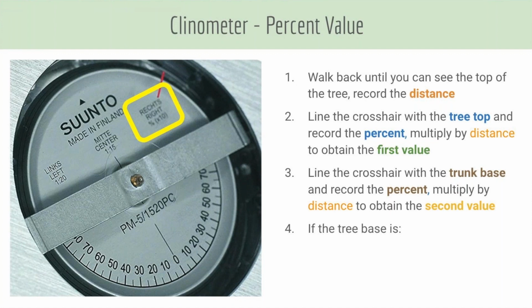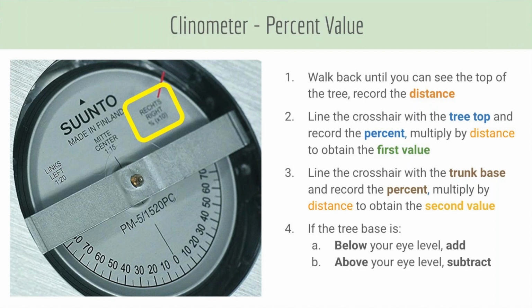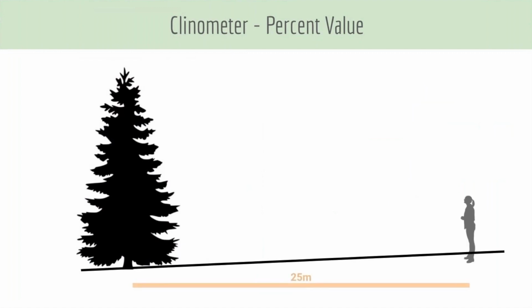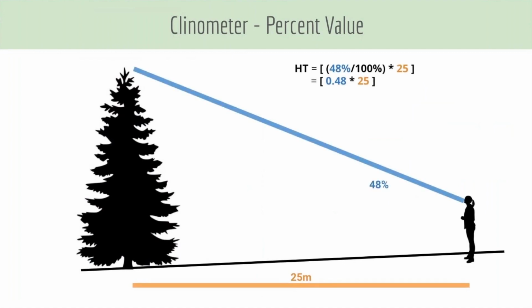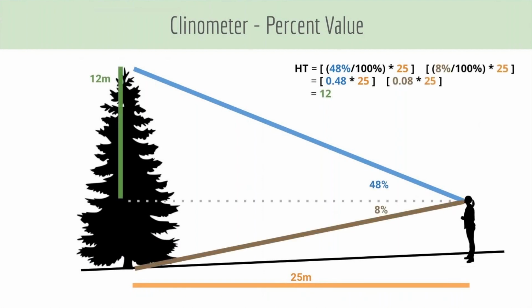And similar to before, if the tree base is below your eye level, you add the two values. If it's above, you subtract the second value from the first. So in this example, we've walked back 25 meters. Looking at the top, you record 48%. Doing a little bit of math, 48% of 25 gives you 12. Doing the same thing for the bottom, you get 8%, multiplied by 25, you get 2.